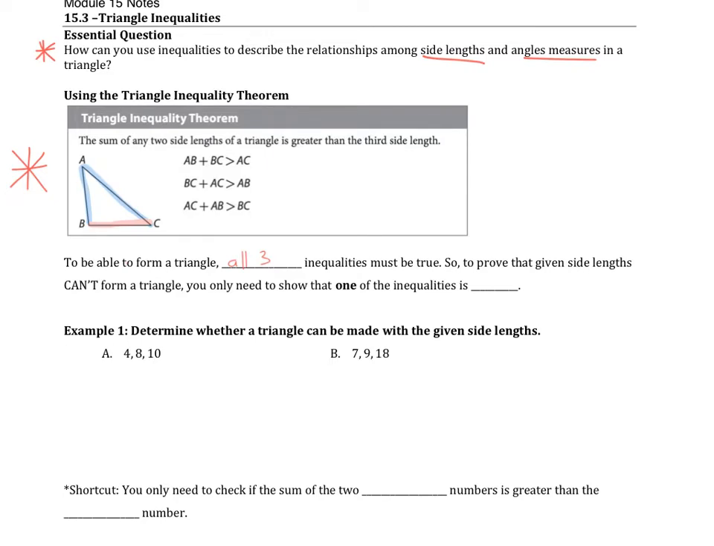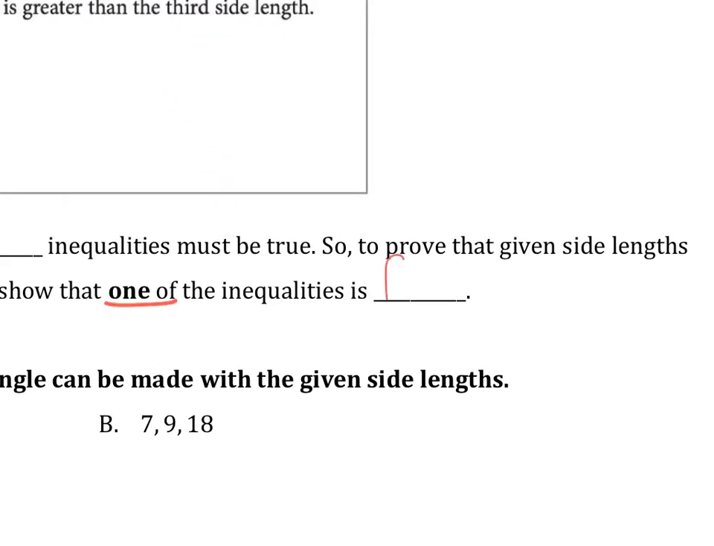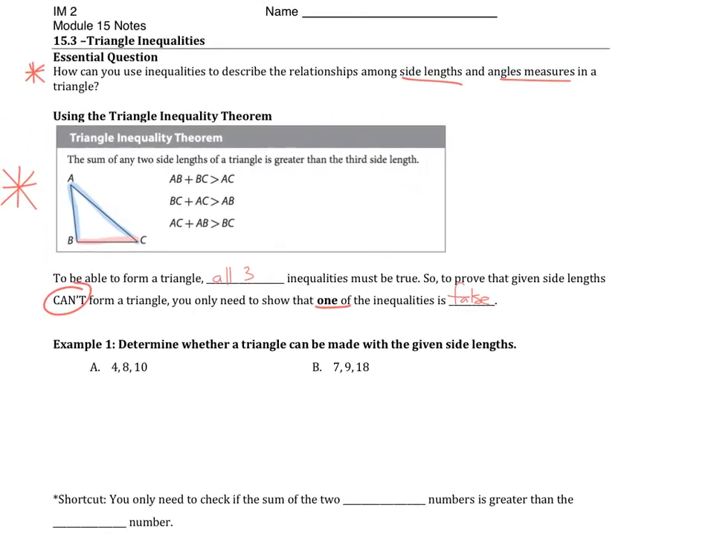So to prove that they can't form a triangle, you only need to show that one of them is false. That's the nice thing with these types of problems: if you can show that one of them is false, that one of them doesn't work, then you can stop. Like if your first one is false, boom, you're already done, because you know that all three of them aren't going to work because you know one of them is false.